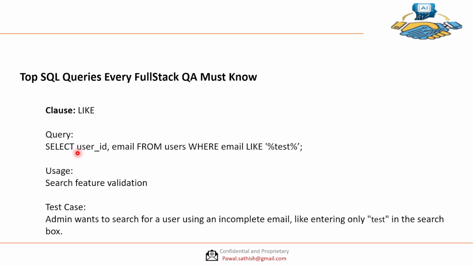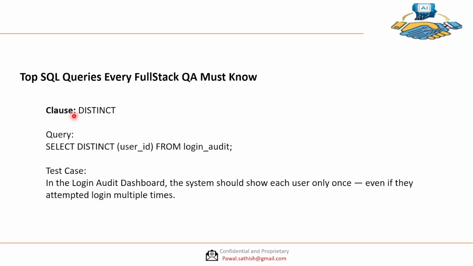The syntax is SELECT user_id, email FROM users WHERE email_address LIKE '%test%'. Okay, this is the pattern. You can see search feature validation, and the test case is like the admin wants to search for a user using an incomplete email. I don't know what the email address starts or ends with, or in between, it contains the word test. In that case we will give the pattern matching, and for that we will use the LIKE operator or LIKE clause.